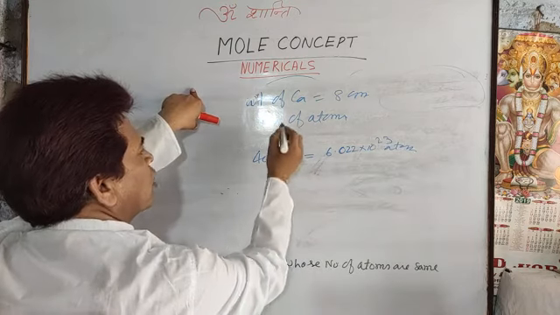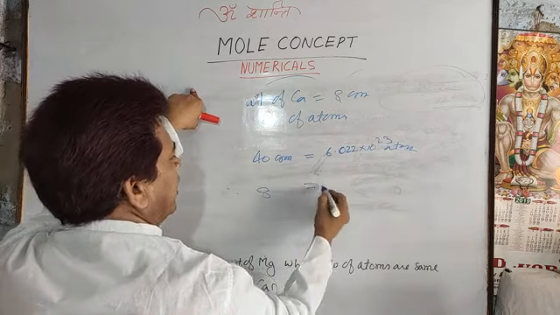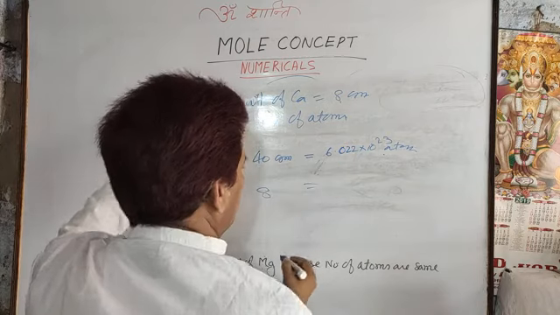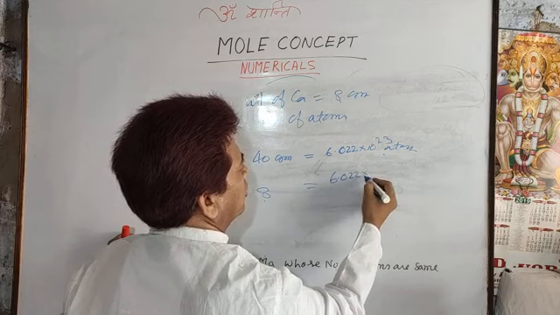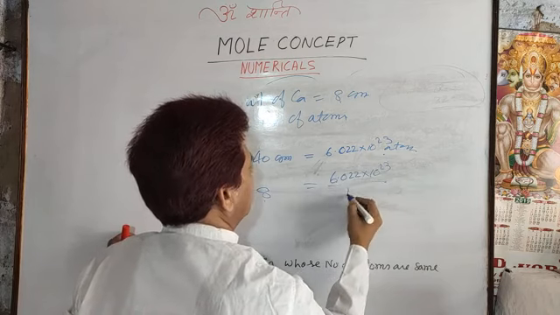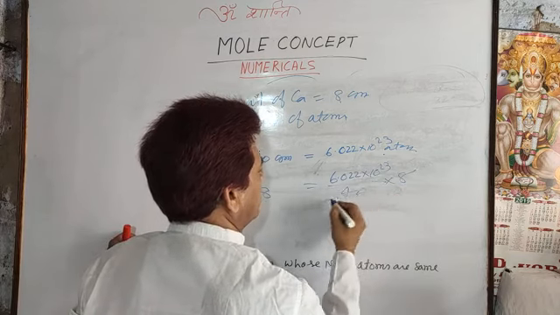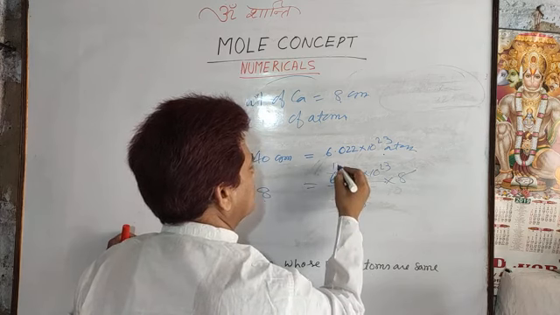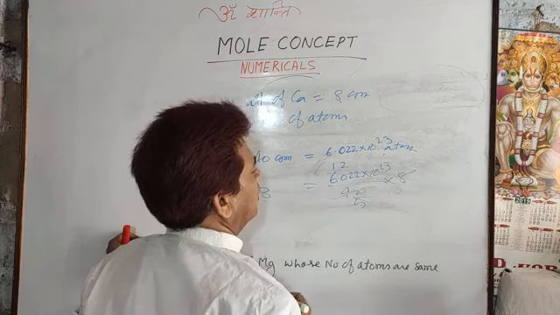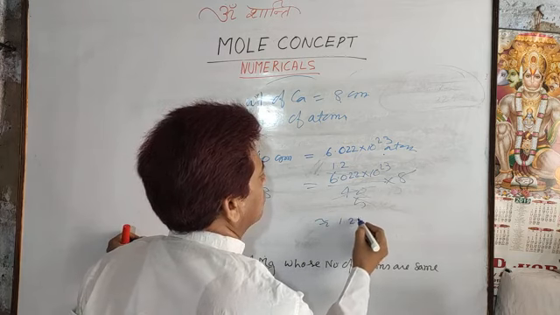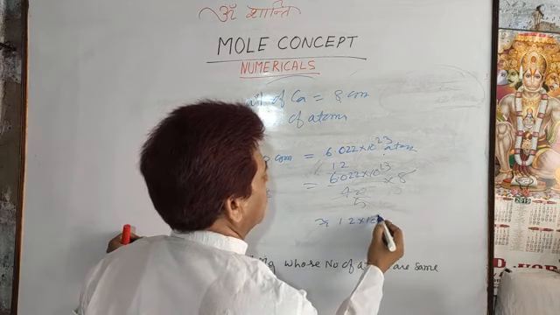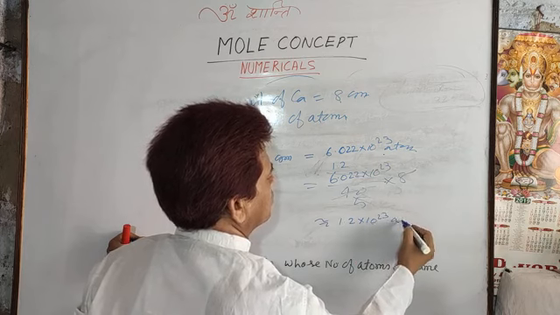So on the basis of that data, in 8 gram how many atoms? In 40 gram this number of atoms, so in 8 gram it should be 6.022 × 10^23 by 40 into 8. 8 fives are 40, 5 ones are 5, 5 twos are 10. So approximately you can write 1.2 × 10^23 atoms.